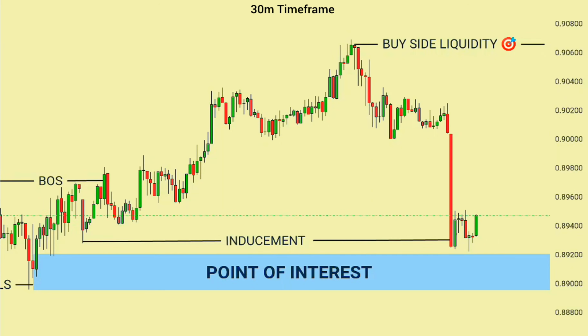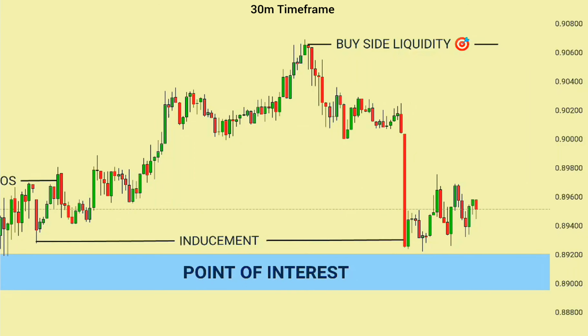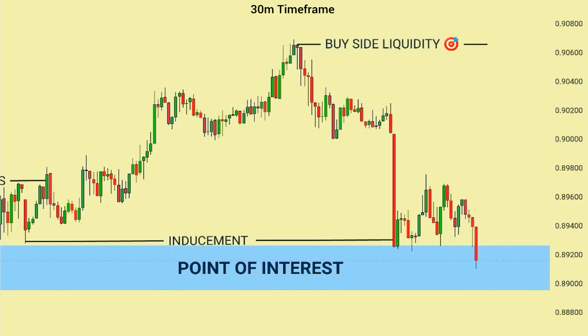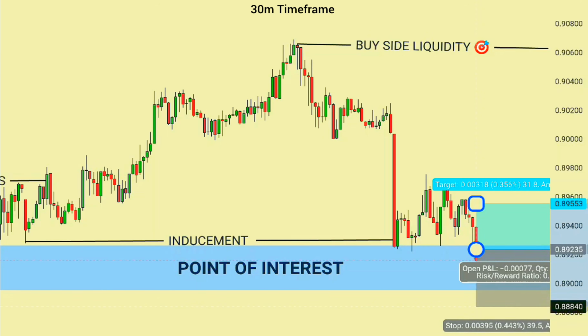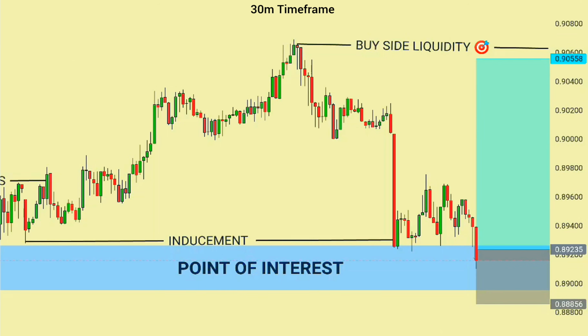Now price comes back into this area. This is where I look for my entry, because this zone has already shown strong buying pressure. So instead of entering randomly, I wait for price to return here. As soon as price taps into this area, I look for confirmation and enter the trade from this zone, because this is the point where buyers are most likely to step in again.